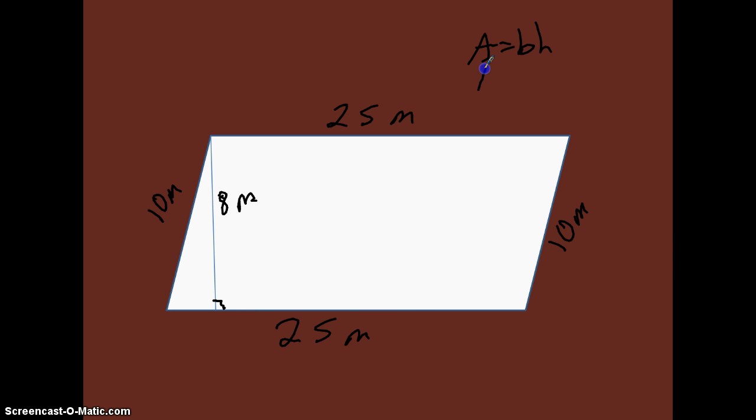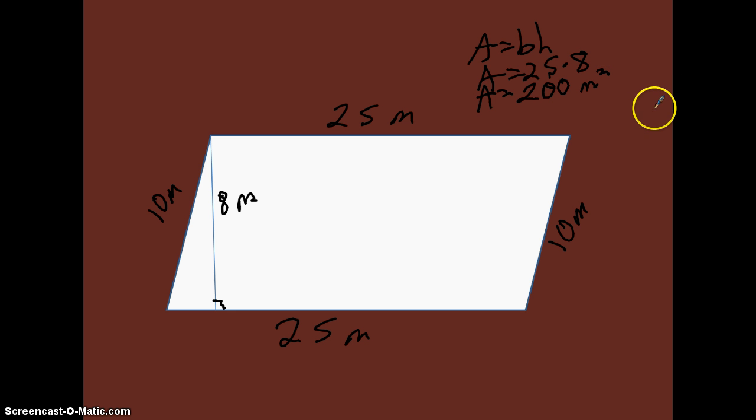So area equals 25 times, and our height is 8. We want to use that 8. Even though the side length is 10, that's not going to give us a good indication of true area. So we don't even have to pay attention to this 10 or this 10, unless we were trying to find the perimeter, which is where you simply add all the lengths of all the sides together. So 25 times 8 gives us 200 meters squared.